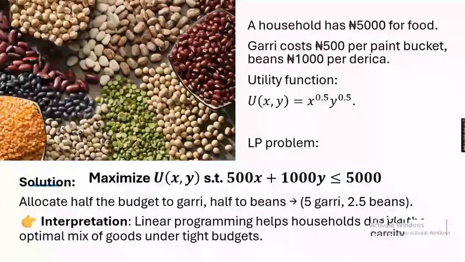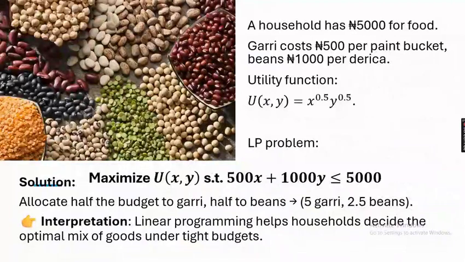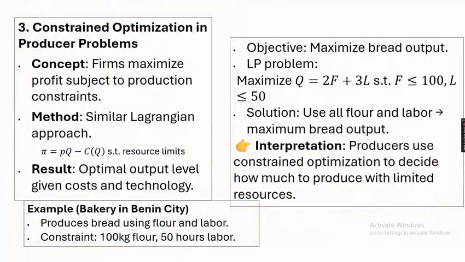A household with 5,000 naira faces prices of 500 naira for gari and 1,000 naira for beans. Utility is U equals X to the power of 0.5 times Y to the power of 0.5. The LP problem is to maximize U subject to 500X plus 1,000Y less than or equal to 5,000. The solution allocates half the budget to each, 5 gari and 2.5 beans. This shows how LP helps households choose the best mix of goods under tight budgets.